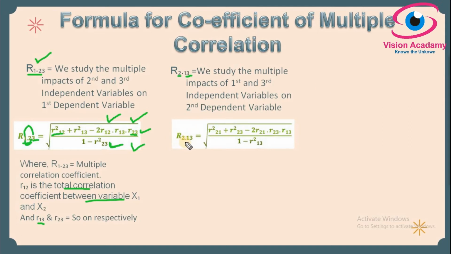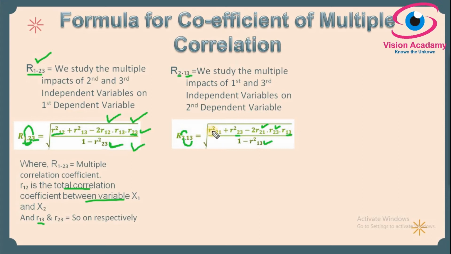Here again we can apply the logic. For R2.13, firstly I will consider two elements, that is R square 21, and again I will consider the first and last element, that is R23, and the same thing here, R21, R23, and again the independent variable only 13 after the dot. There is a strong similarity between R1.23 and R2.13, similarity in the sense of the logic that we use to formulate this formula.